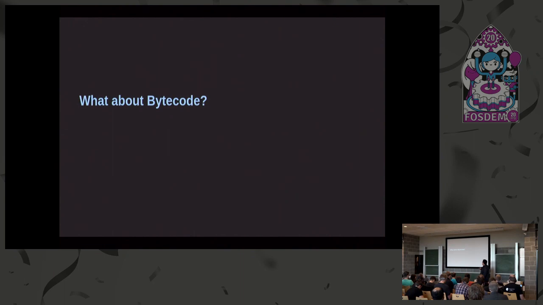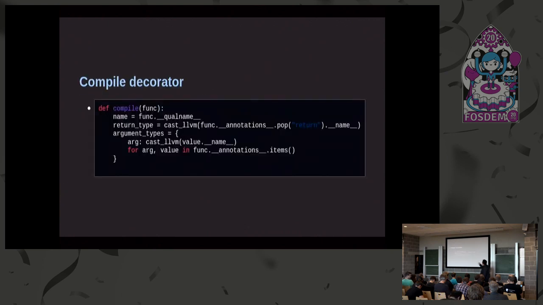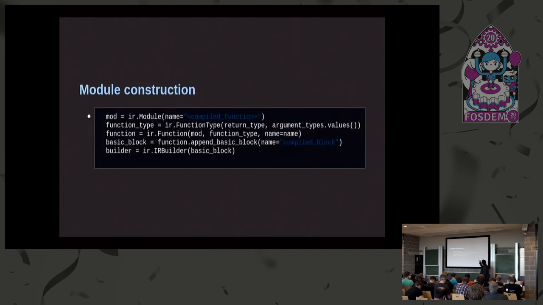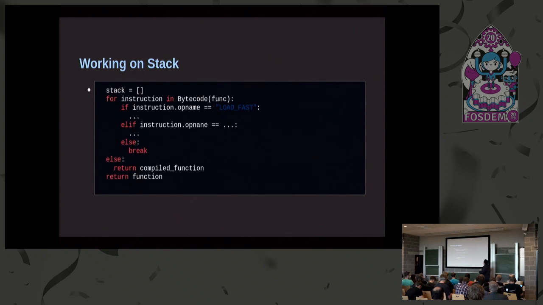We did this with the AST, so can we do the same thing with bytecode? Yes, we will have something like this to decorate our function, and we will have that same part. We will keep a stack of the function's bytecode because Python's virtual machine is stack based. So we will visit the opcodes one by one. If the opcode is something we know, we will add it to the stack. If we don't know it, we will break the for loop and return the normal function.